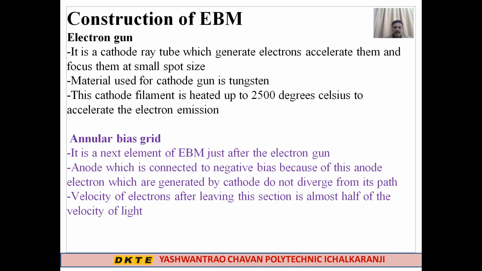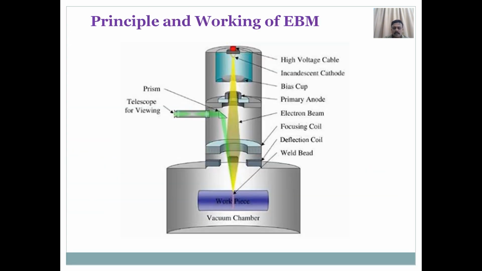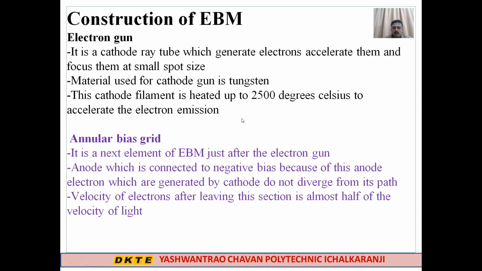That is the electron gun. After that, the annular bias grid. The annular bias grid is related to the anode. After the cathode, there is an anode. Now, what is the work of the anode? The anode is connected to the negative bias. Because of this anode, the electrons which are generated by the cathode do not diverge from their path.